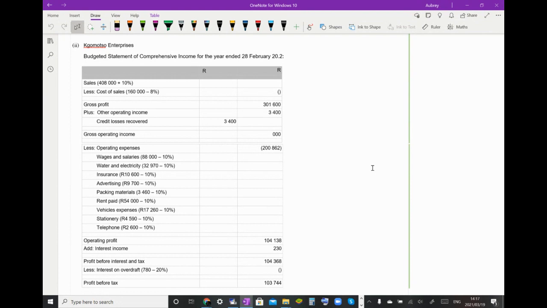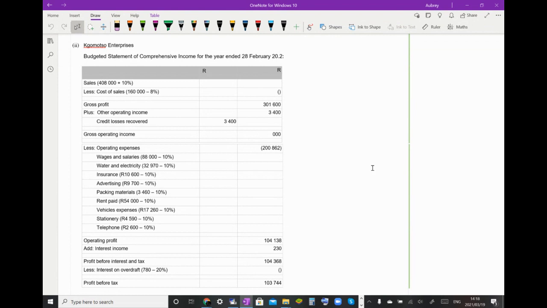Increase net sales revenue by 10%. Reduce cost of sales by 8%. Keep additional income constant. All right. Reduce each of the operating expenses by 10%. Reduce interest expense costs by 20%. Okay.